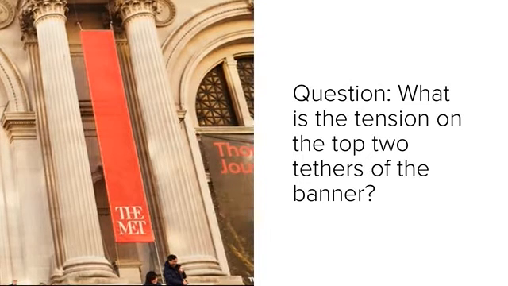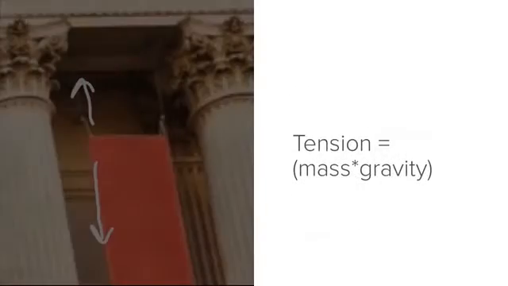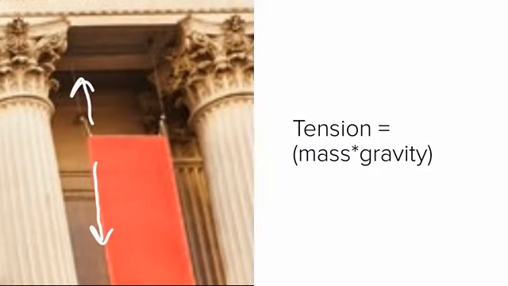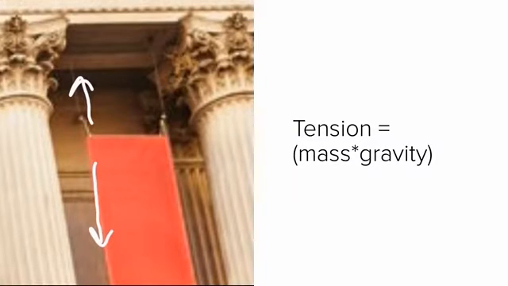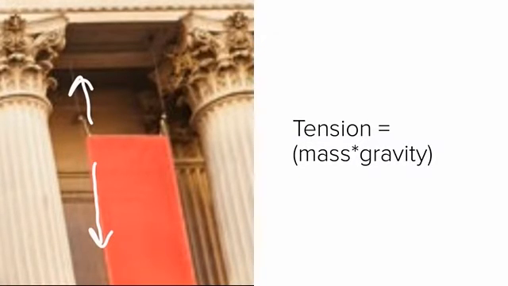What is the tension on the two top tethers of the banner? The tension in the top two tethers is equal to the weight of the banner, which can be calculated by taking the mass of the banner and the bottom two ropes and multiplying that by the force of gravity.